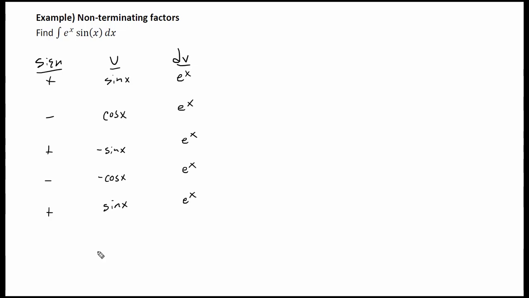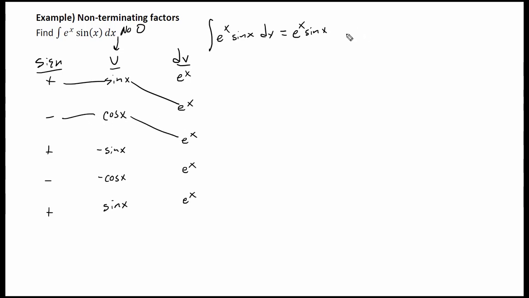But the problem is that I don't get a 0. There's no 0 in this column. So I can't just stop. Well, I can stop, but there's a different way we have to do this. Okay, so here's what we're going to do. I've got the integral of e to the x sine x dx. That's going to be equal, let's start at the very top, across and diagonal. So that's going to be e to the x sine x, and over and diagonal, so that's minus e to the x cosine x.